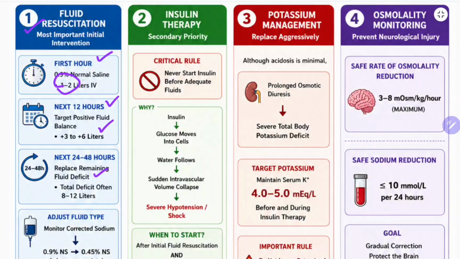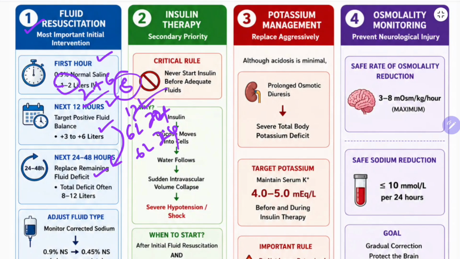So 2 plus 6 is 8. So 8 liters you correct in the first 12 hours, and the remaining 4 you cover in the next 24 hours. Or, if it is a 12 liter deficit, 6 liters you cover in the first 12 hours, then 6 liters in the next 24 hours, and then 6 liters in the following 24 hours. In that, 1 to 2 liters are given in the first hour only.